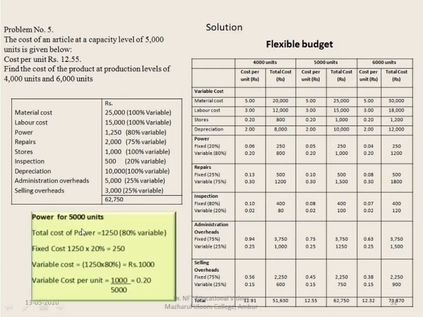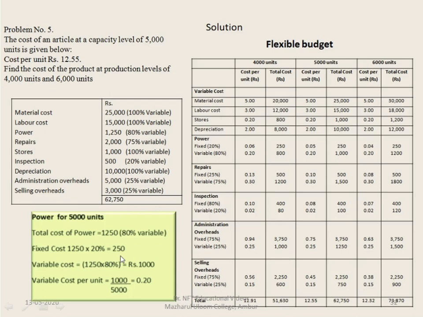So power for 5,000 units we have to calculate. 5,000 units is given. Now we will calculate. Fixed cost is 1,250. Total power is 1,250. 80% is variable, so fixed cost will be 1,250 into 20%, that is 250. 250 is the fixed cost.